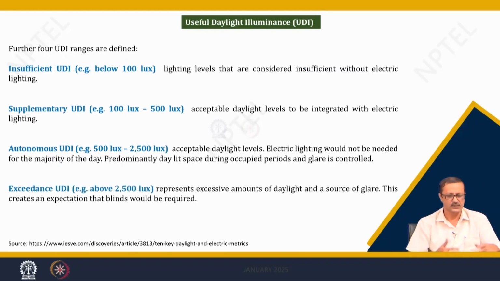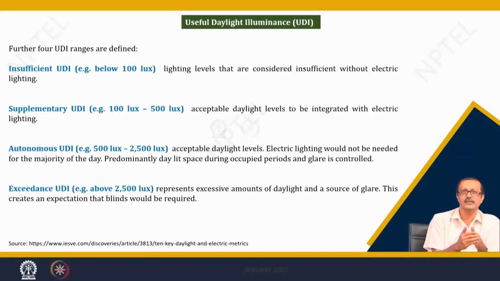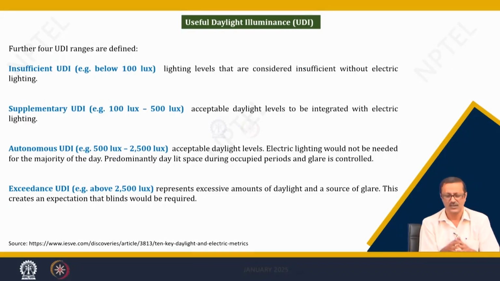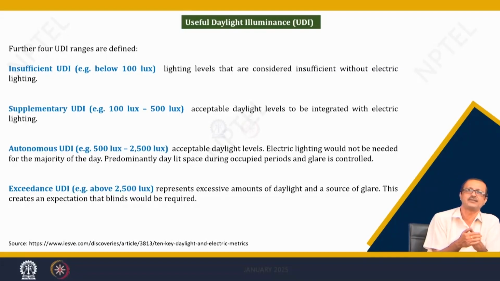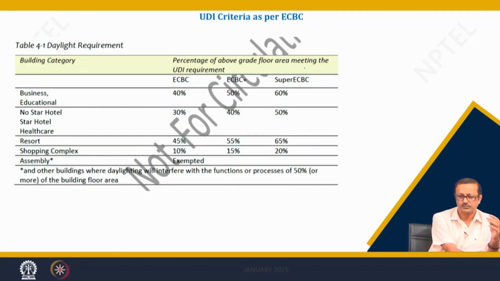So, these are the 3 we can mostly use, and there are another 4 as per the nomenclature. Exceedance UDI, which is more than 2500, again it is massive. So, we are not going to use it, because using this will definitely lead to glare. You have to reduce the daylight in those areas by some kind of blinds, the vertical blinds and all those.